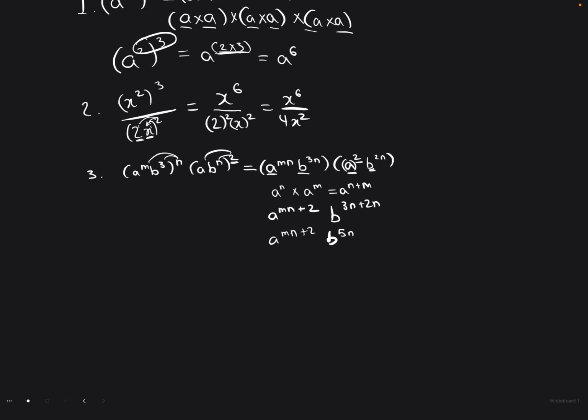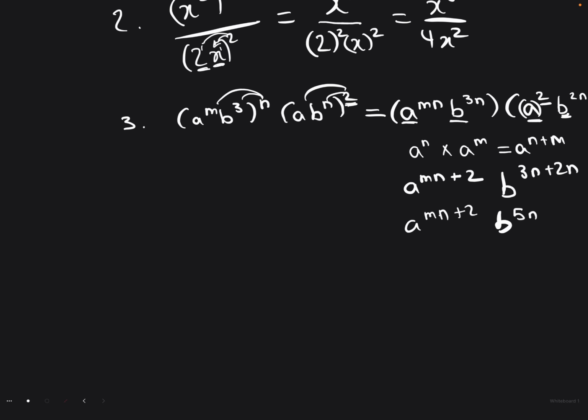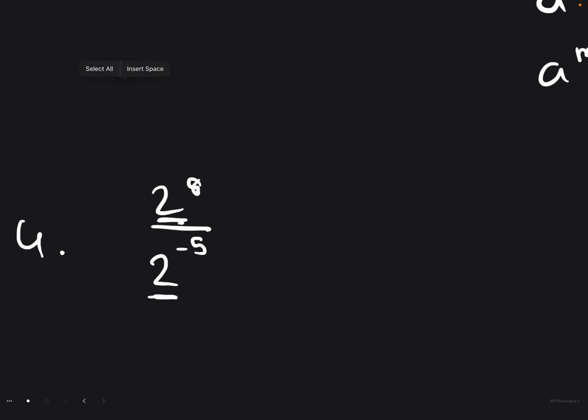Another example we could do: sometimes in our textbooks the question might ask you to write an expression with a positive exponent. So how would you do such questions? Let's say question 4 is 2 raised to 8 over 2 raised to minus 5. First we see that their bases are the same. Now we can use the law of division here.